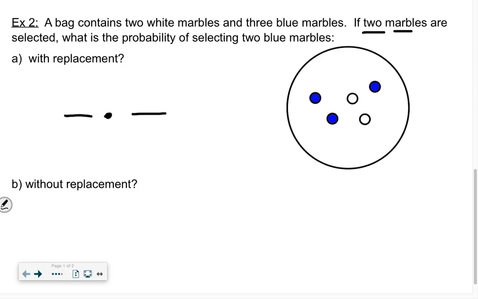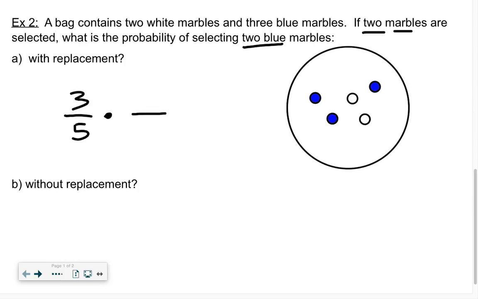The first fraction will represent the probability of getting the first marble. The second fraction will then represent the probability of getting the second one. And we want to know the probability of getting 2 blue marbles. So let's just start with selecting the first one. We see that we have 5 marbles in the bag, and that 3 of those are blue. So the probability of getting the first marble to be blue is 3/5. Now the key here is the replacement part of it.